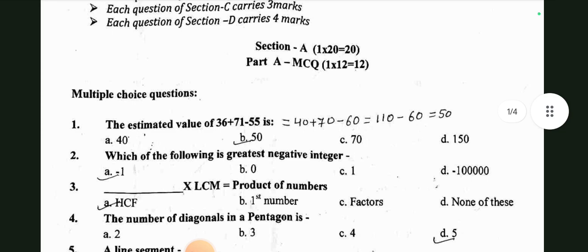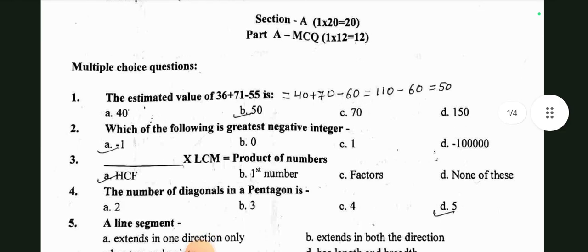Question second, which of the following is the greatest negative number? The greatest negative number is minus 1 and others are less than minus 1. So option A, minus 1, is the right option. Question 3, dash into LCM equals product of numbers. It is the property HCF into LCM equals product of numbers. So option A of question number 3.